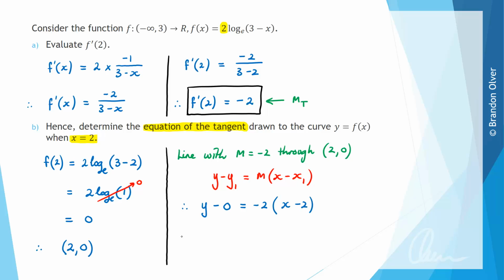So therefore we'd have y subtract 0 is equal to the gradient, which we knew was -2, times x subtract 2. And cleaning that up, we have simply y on the left hand side is equal to, and we can expand this bracket and we get -2x plus 4. So that is the equation of a tangent line drawn to the curve of y equals f of x when x is equal to 2.